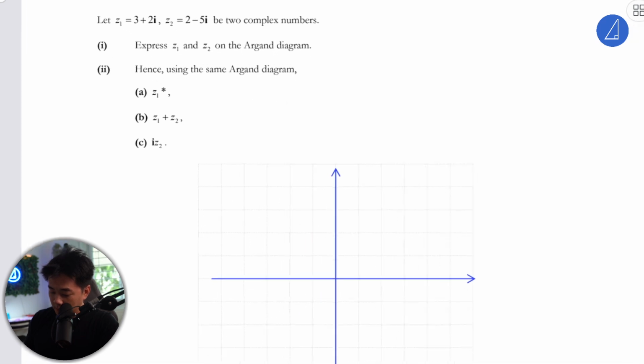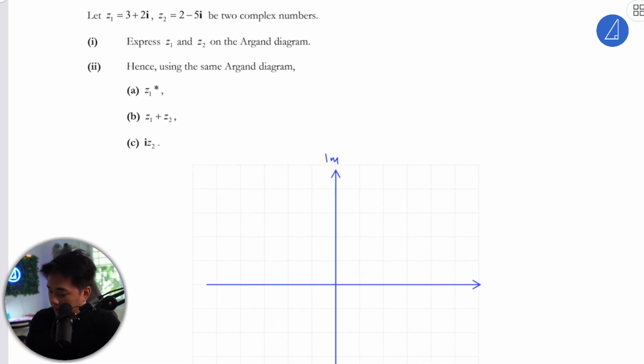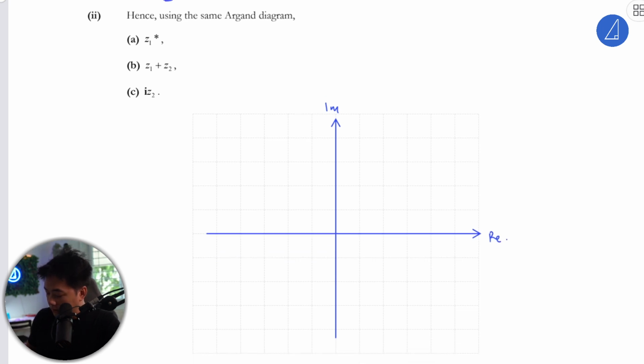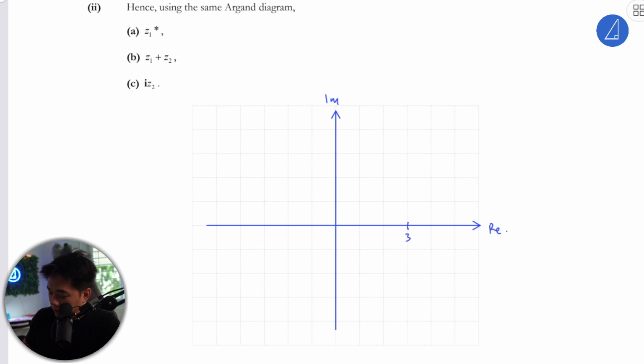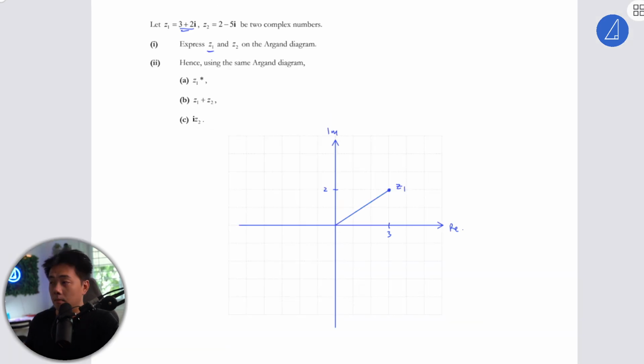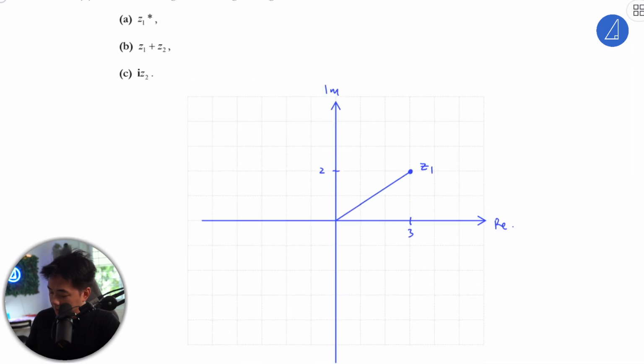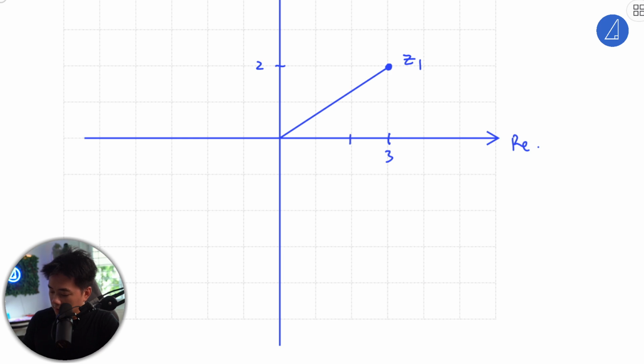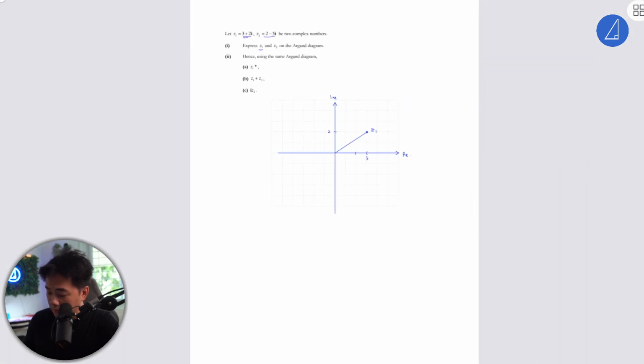So from here, we know that this is the imaginary axis and this is the real axis. So we want z1. z1 is 3 plus 2i. 3 plus 2i will be 3 and 2i is here. So this is our z1. Okay, so we can just connect from here to here. Then 2 minus 5i will be here. This is 2. So this was 3 plus 2i. This is 2 minus 5i.